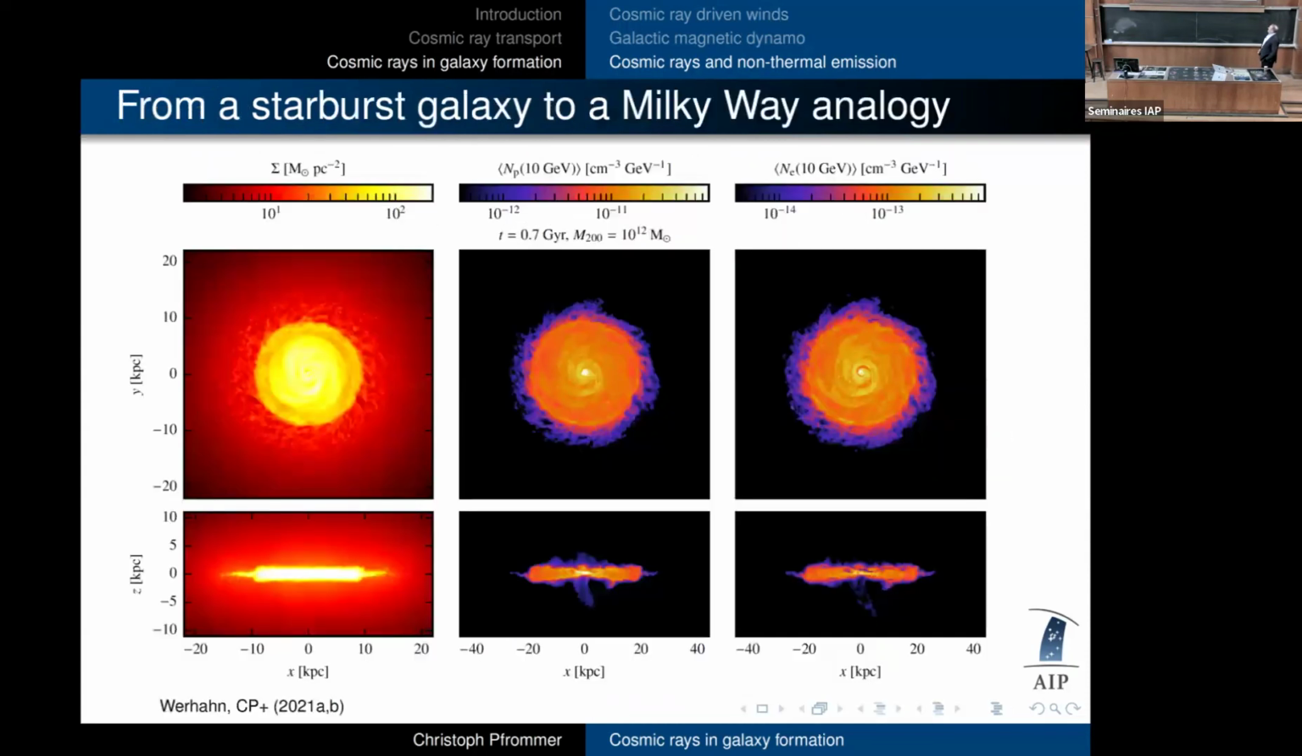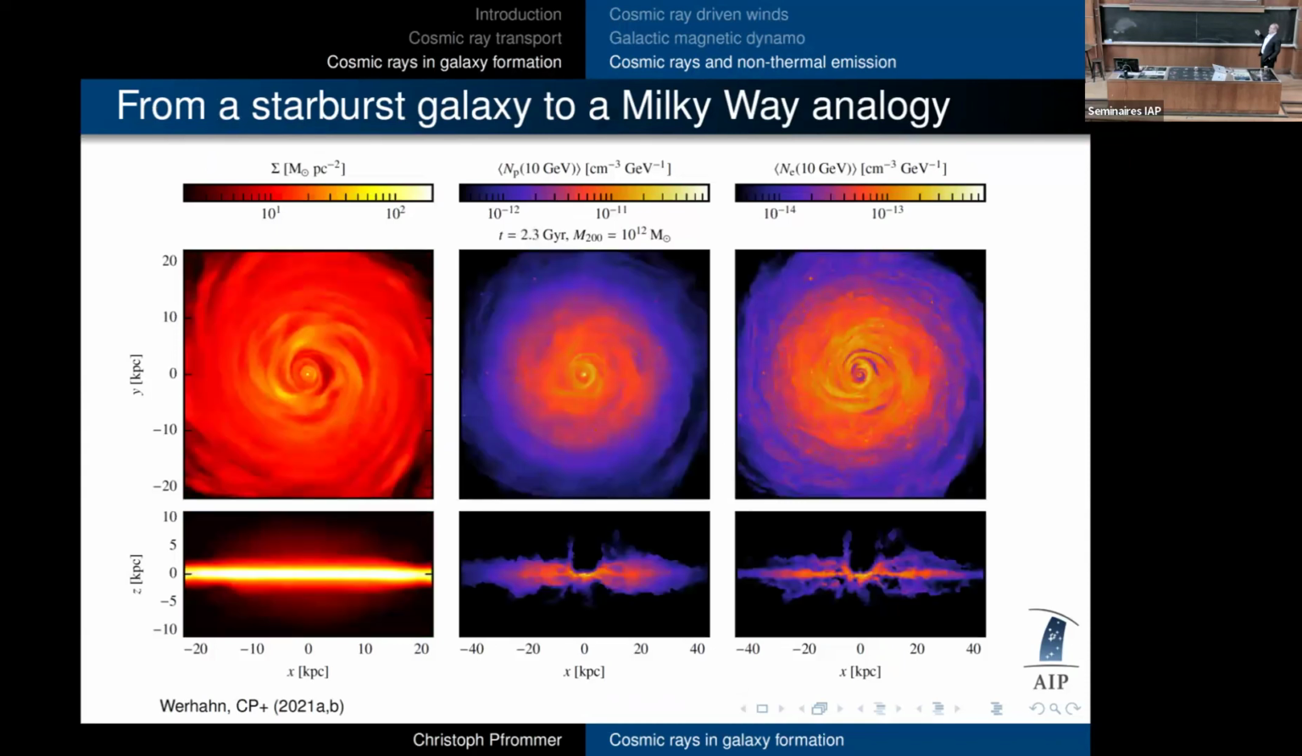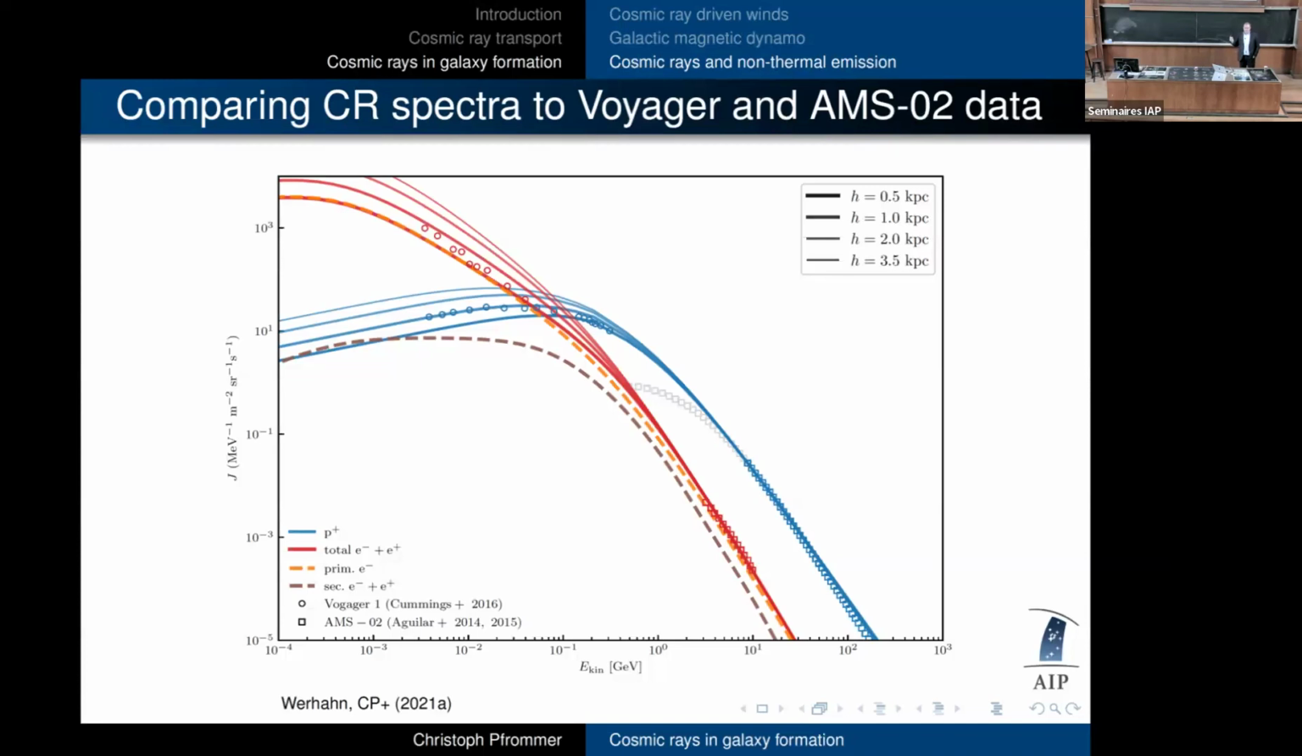Good. Okay, now we move from a starburst, that's the density, the protons, the electrons, to a Milky Way. And you can see the disk growth, the emission drops. First, we would like to check whether the observed spectra of cosmic ray protons, blue, and cosmic ray electrons match what we observe with AMS and the Voyager spacecraft. Voyager has now passed the boundary to the interstellar medium. It is now taking data in situ of the local interstellar medium, and the data it sent to us told us there are more cosmic ray electrons compared to cosmic ray protons at low energies.